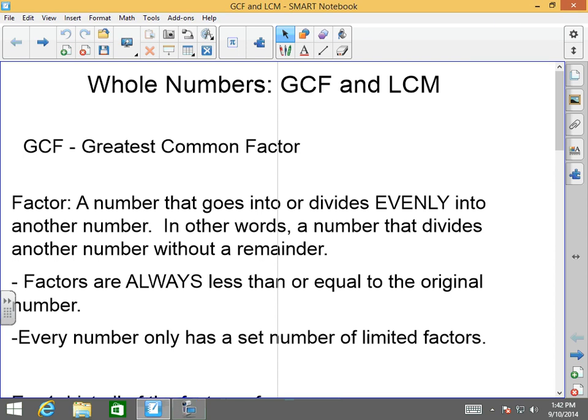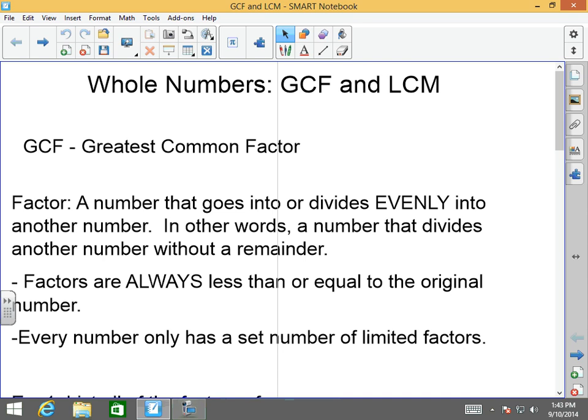Today we're going to talk about the last section of our whole numbers unit, and we're talking about GCF and LCM. Not only is this very important for whole numbers, but it is going to be extremely important when you are doing fractions, in particular adding and subtracting fractions and mixed numbers. If you don't know how to find the greatest common factor or the least common multiple, you're in big trouble. So let's make sure that we really understand it. I want to take my time, and I want to make sure that you guys master this.